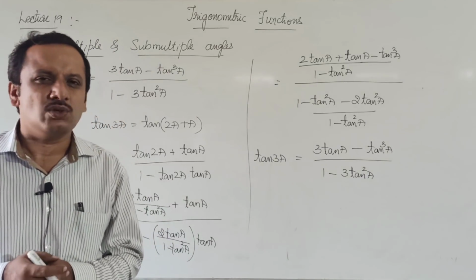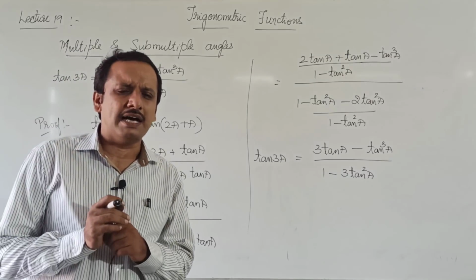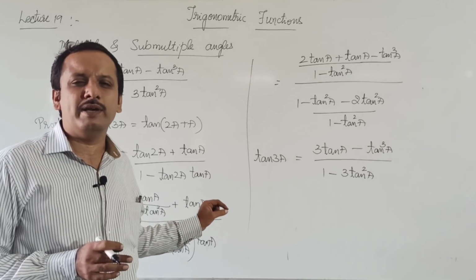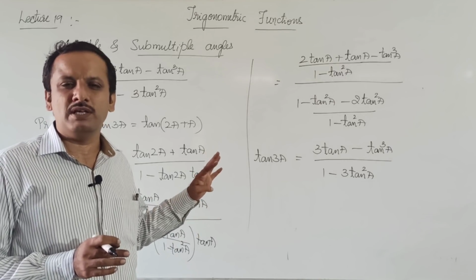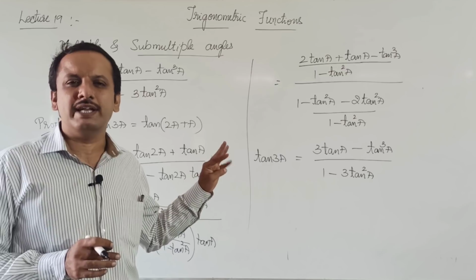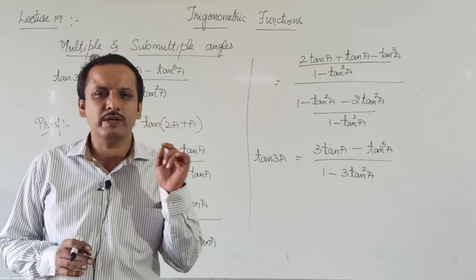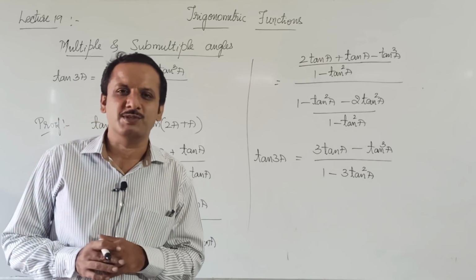As always, I asked you to prepare one list. In that list you include this: how many did I derive? 6 formulae, that is sin 2a, cos 2a, tan 2a, then sin 3a, cos 3a, tan 3a. All these 6 formulae you include in your list and of course in your mind also.